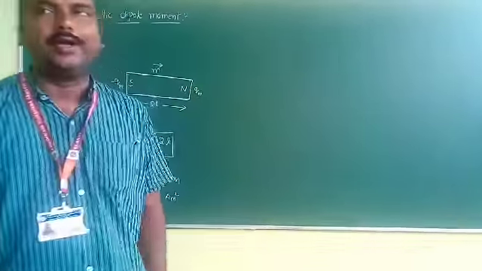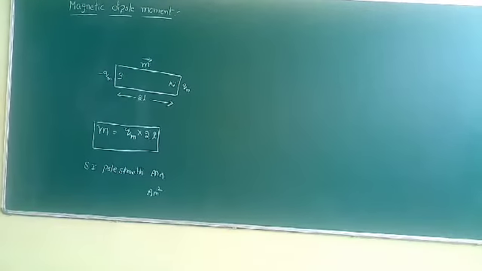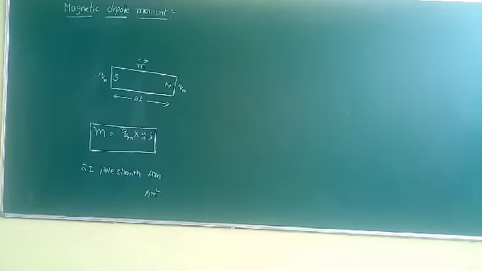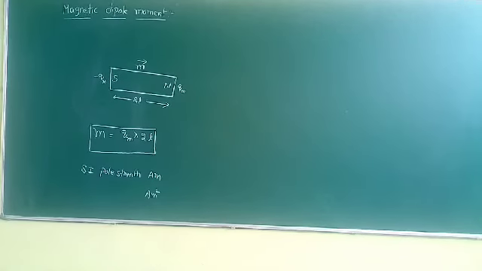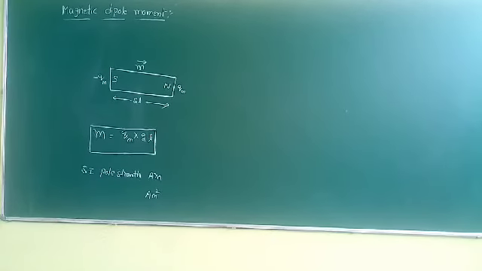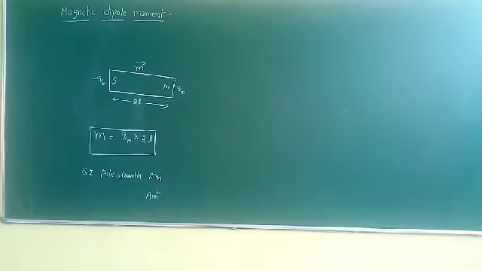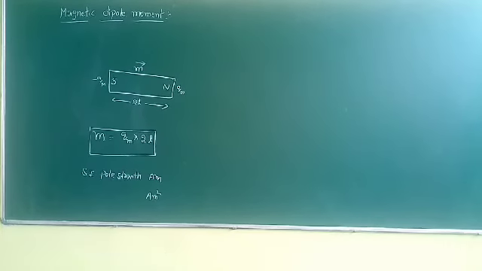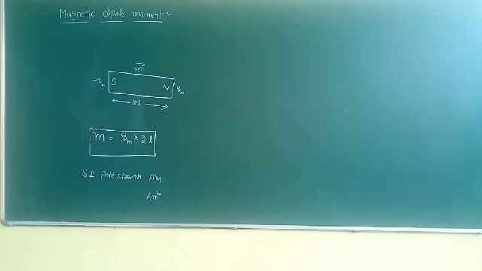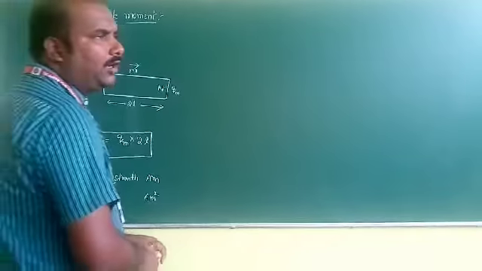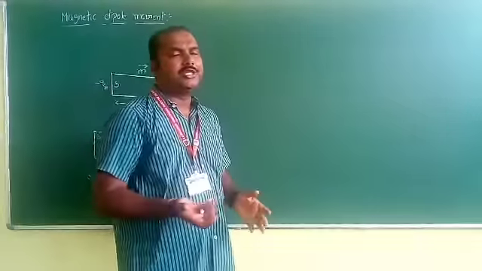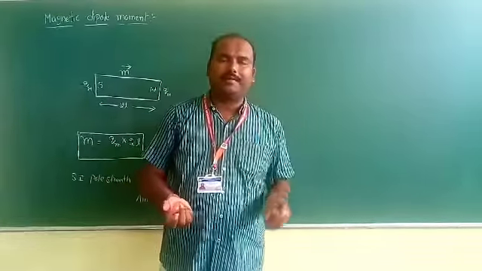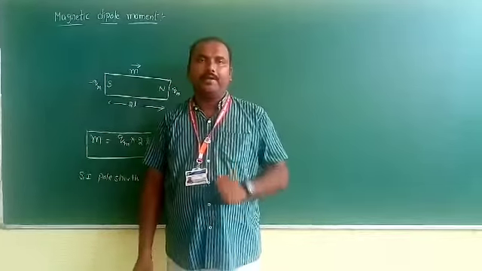Once again, you see the diagram. Consider I am taking one bar magnet. Its poles, south and north, are given. The length of the bar magnet is 2L, and the north pole strength is Qm and the south pole strength is minus Qm. According to the definition, magnetic dipole moment is nothing but the product of pole strength into the length of the magnet, and its direction is from south to north. That is so important. We have to remember that.